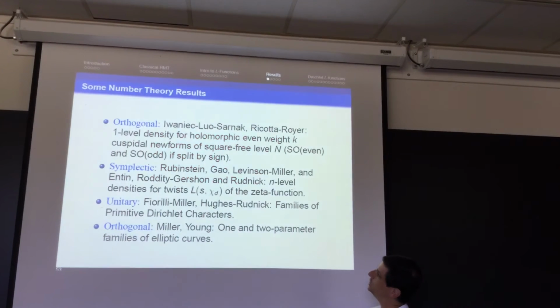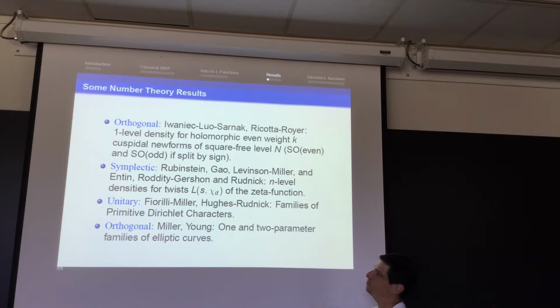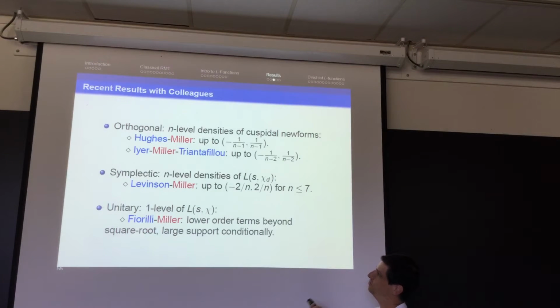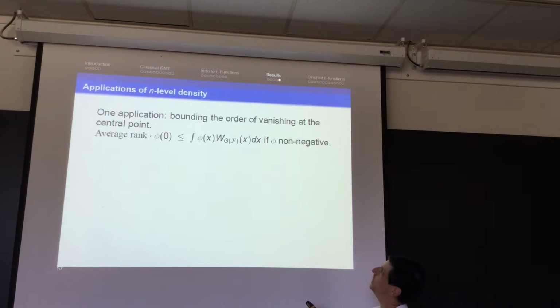All right, so quickly some results. There's a bunch of families where we can show agreement between number theory and random matrix theory. I'm not going to really go into too much of the results here. One of the applications of this is bounding average rank. As we talked a little bit about this yesterday, if my function is non-negative, I can throw away all the zeros except the ones at the central point, and then I get an upper bound for the average rank times phi of 0. And then the goal is to figure out what phi can you put in here to get this quantity on the right-hand side to be as small as possible when you divide by phi of 0.